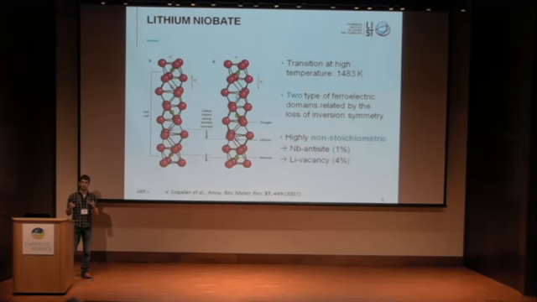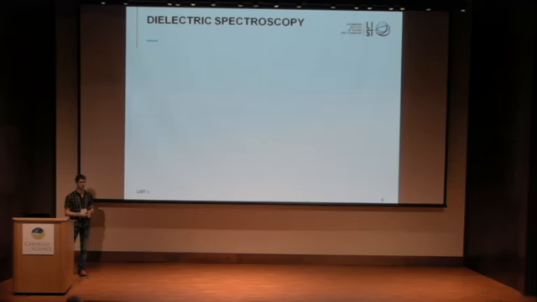Actually most of the defects are niobium antisites, so instead of the lithium here, you just put a niobium atom. And for charge compensation, in this case, you just put lithium vacancies, so you just remove some lithium atoms. So this is a kind of good system. We have a simple domain structure, only two kinds of domains, and we have a lot of defects. So to study the interaction between defects and domain walls, it was a good idea. And what we did first is we did dielectric spectroscopy, because it's a well-known technique to study defects.